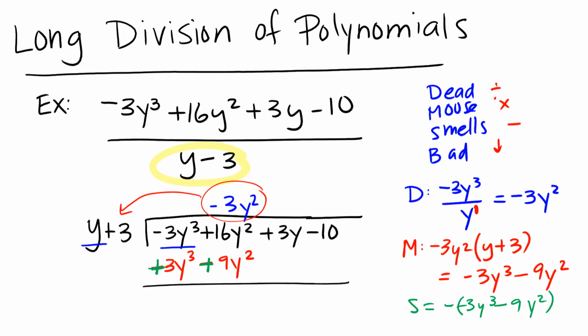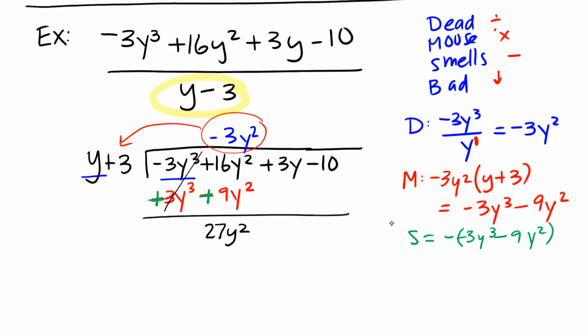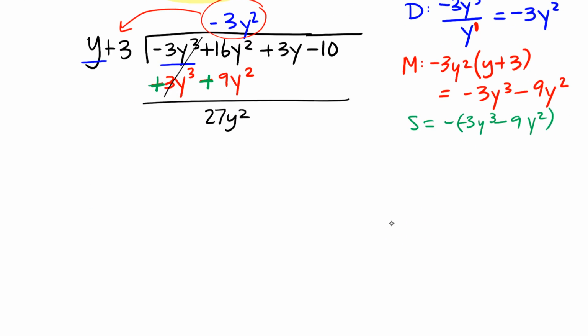So negative 3, positive 3, these cancel. That was the whole point. 16 plus 9 gives us 27y squared. This is the other reason we want these things to line up. Give us more space. And then we're to the B, the bring down. So bring down is just bring down the rest of what we're dividing. Technically, you only need to bring down as many terms as you have in your divisor, but I'll just bring down both, because why the heck not? And then we start the process over again.